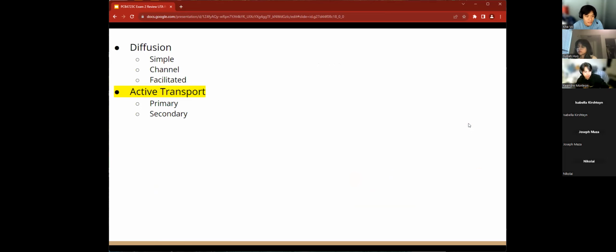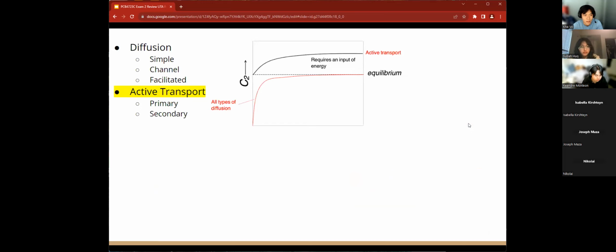Let's move on to active transport now. We have primary and secondary. So obviously in active transport, you can do two things. You can transport molecules against their gradient. For example, you can pile up sodium on one side of a cell while creating a deficit on the other side. And you can also increase the concentration past equilibrium, which passive diffusion cannot do.